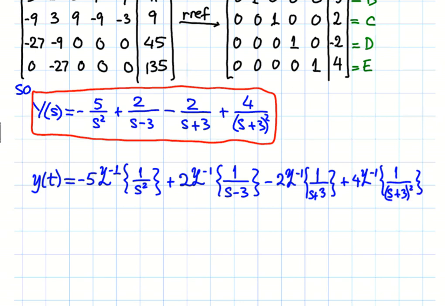If we look in the inverse transform table, the first one is the transform of t. The next one is the transform of e to the 3t. And then the next one is e to the negative 3t. And the last one is 4t e to the negative 3t. And this is our solution.